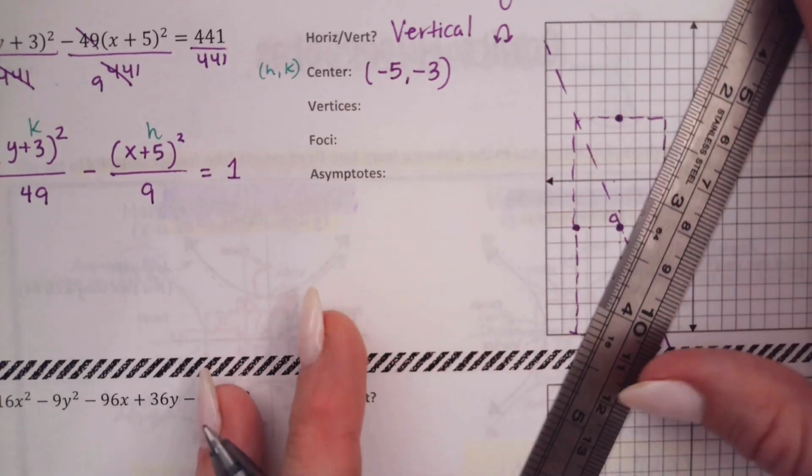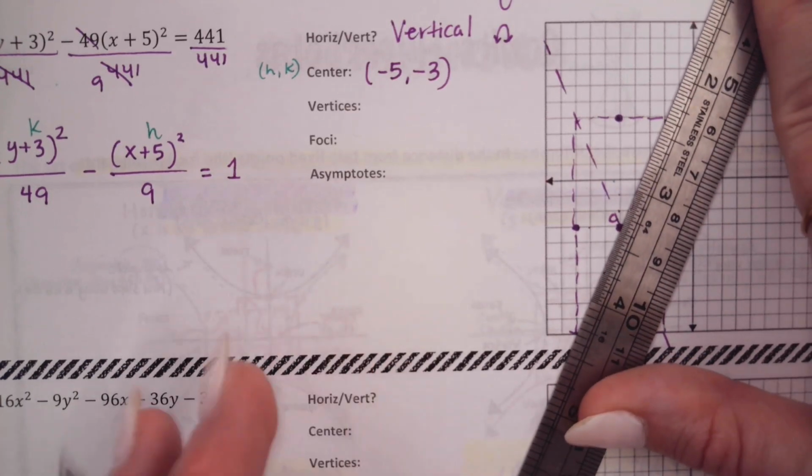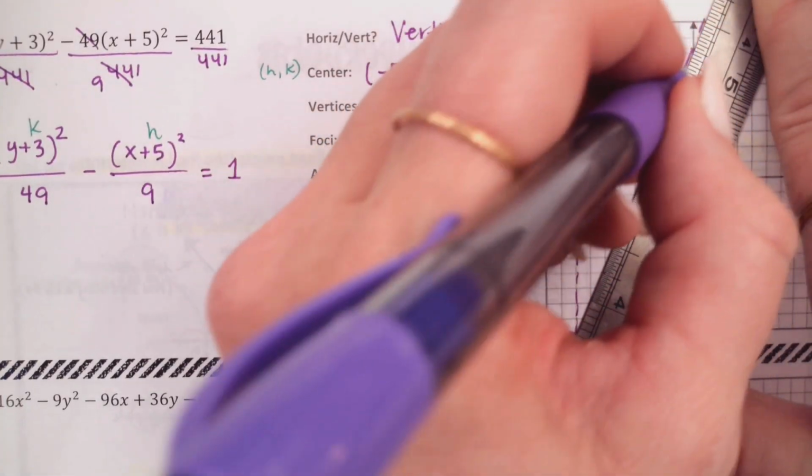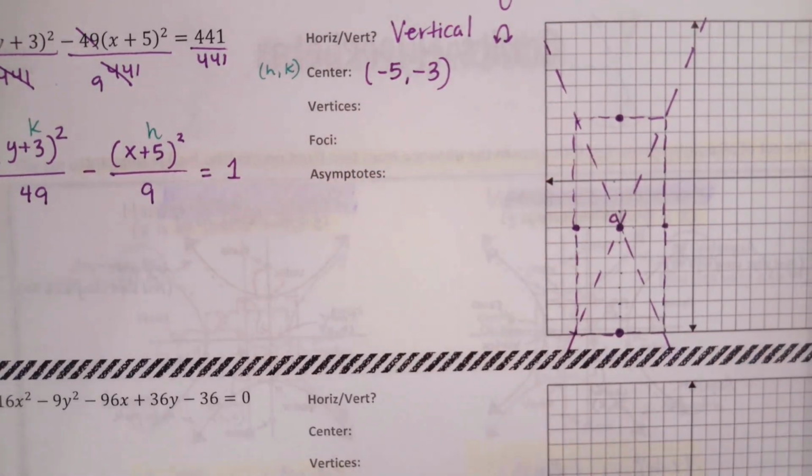That is one. I wish my ruler was see-through. It'd be easier to line it up with things. There's the second one.